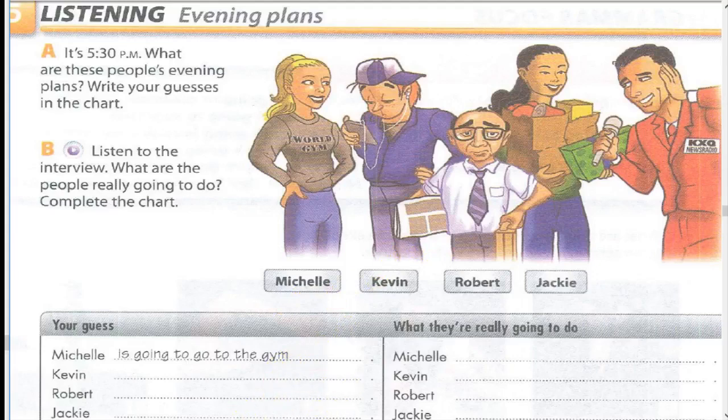Good evening. I'm Al Rivers with KXQ News Radio. I'm talking with people waiting for the bus tonight. I'm finding out how they're going to spend their evening. What's your name? Michelle. I think you're going to go to the gym tonight. No, not tonight. I'm going to meet a friend. We're going to run together in the park.